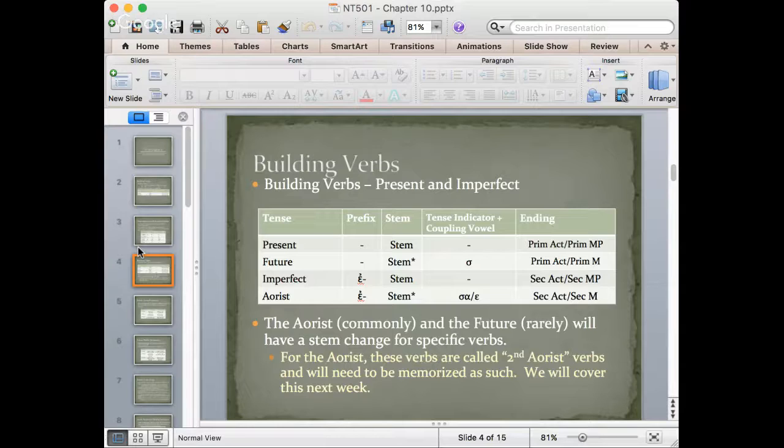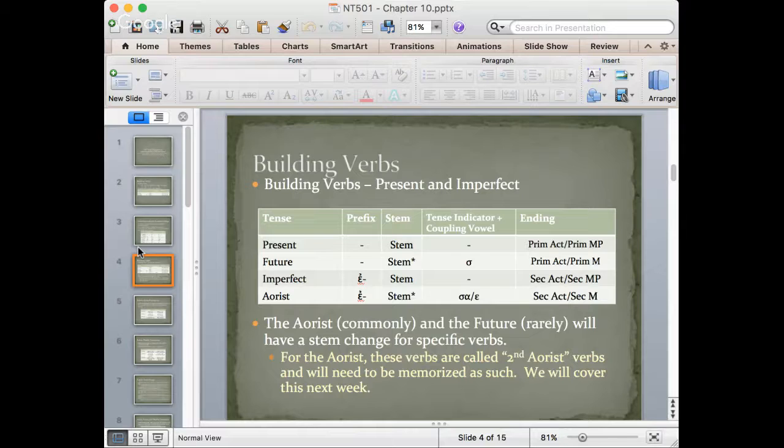the future is going to get marked, and we talked about this yesterday. It'll have a sigma in between the stem and the ending. Previously it was primary active, primary middle passive. Now it's just primary active, primary middle. And then the passive, we'll learn that later. The passive doesn't take the same ending. But for us, what this equates to is that for active, it takes a type 1. For middle, it takes a type 3. And for the aorist, it'll actually take a different ending. So we'll talk about that.